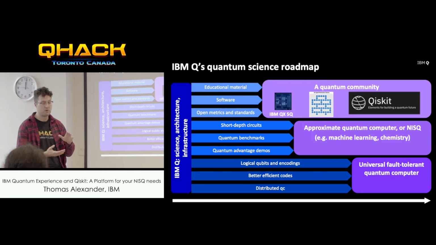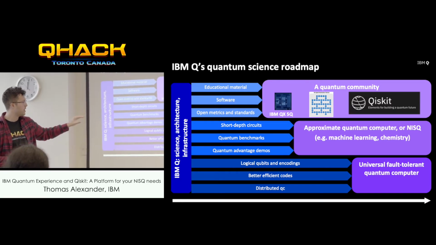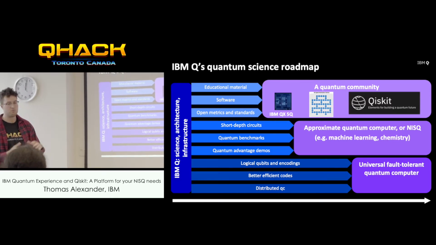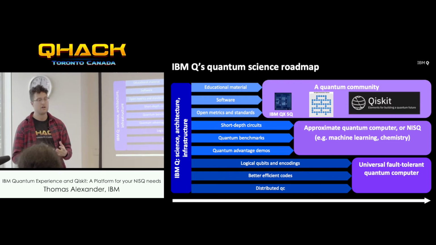And then moving forward on the science portion, we're looking at how we use short depth circuits, thinking about quantum benchmarks in the near term, and then quantum advantage demos. So we understand that we're going to have a noisy quantum computer, so how can we work around that? So we're talking about approximate quantum computing in the NISQ era. Machine learning and chemistry are great candidates for showing quantum advantage.